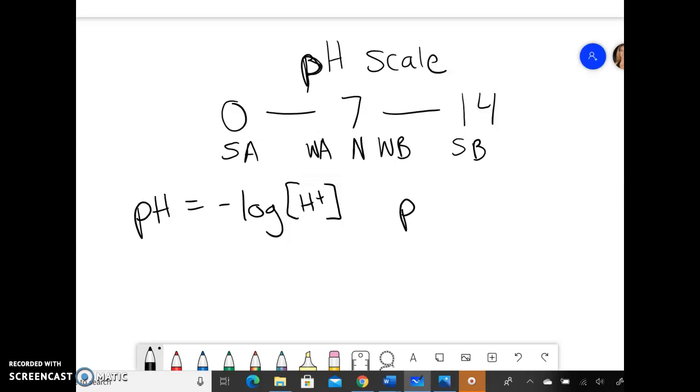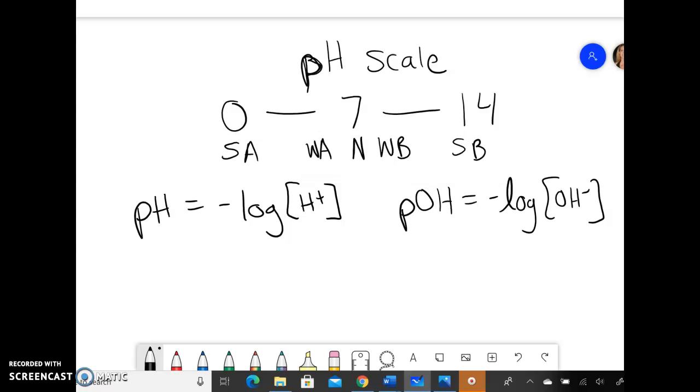You can also do the same thing with pOH, which is a measure of the hydroxide. It's the same equation except you have OH instead of H. So the pOH is equal to the negative log of the concentration of hydroxide.